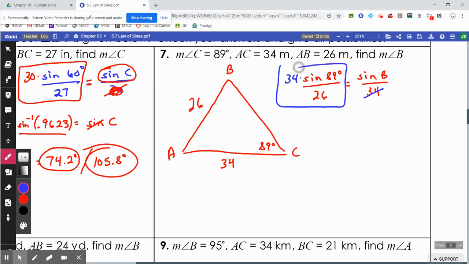So we're going to type all that into our calculator. Now, did we solve it like a proportion? Yeah, we did: 34 times sine of 89 divided by the 26. However, when you type that in, that doesn't give you your final answer. It gives you the sine of B. So type that in, and here's what you get. 1.3075 is equal to the sine of B. You can move the sine over by doing the inverse sine, but if you read our topics at the top, something's an issue here.